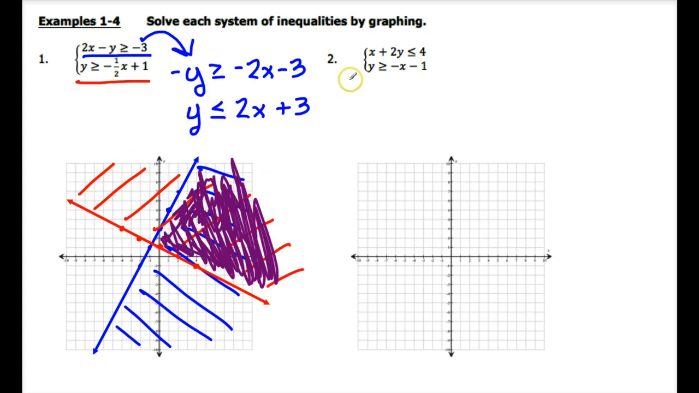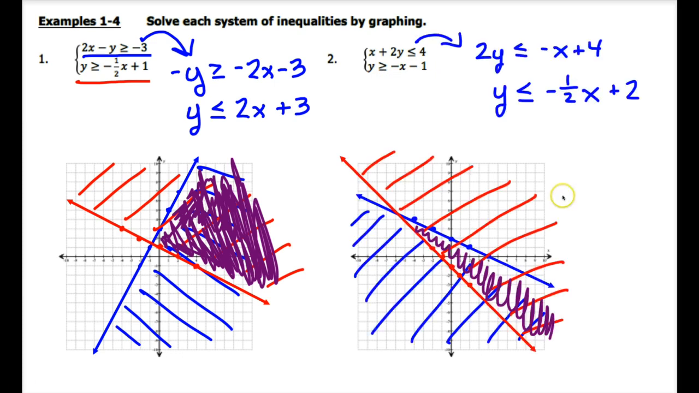Let's go ahead and look at number 2 now. We've got the same sort of system, one in standard form, one not. If you'd like to, just go ahead and hit pause and try this one on your own, and then once you're done, hit play to see if you got it right. Okay, and here's the solution to my second inequality.